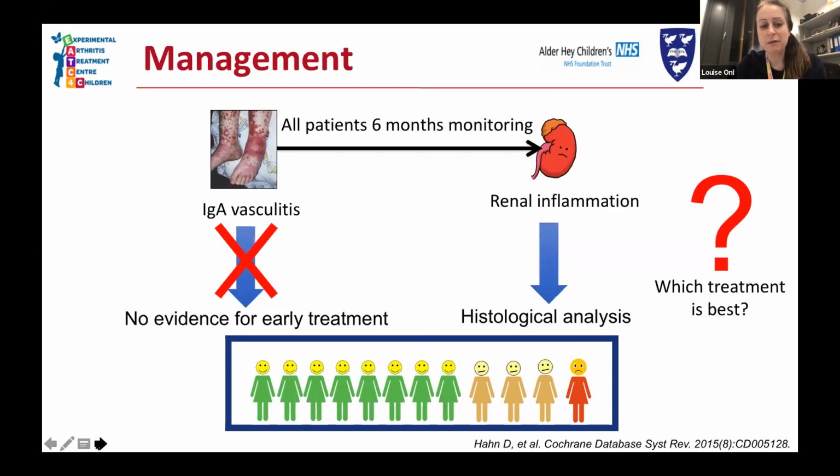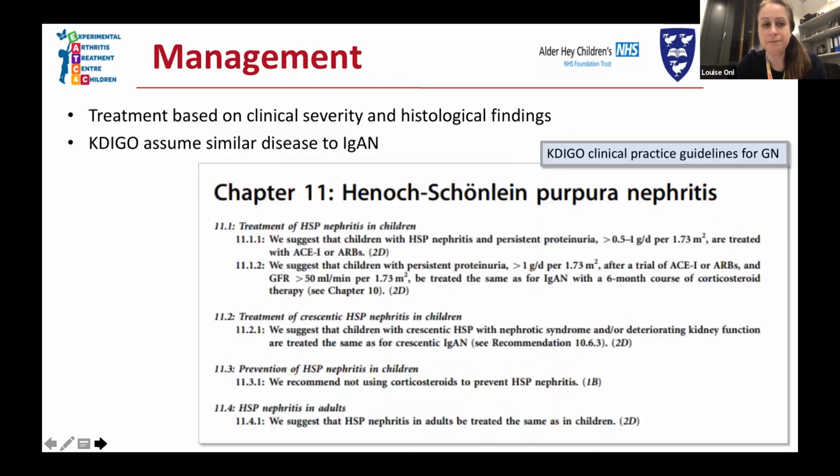And this makes it difficult because we need to balance which patients warrant treatment against those who are likely to have a complete and full recovery. Current evidence-based guidelines are few, and generally clinicians are using treatment based on the clinical severity of the disease, so whether they have impaired renal function or nephrotic features, together with the histological findings.